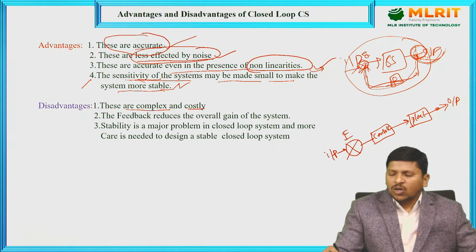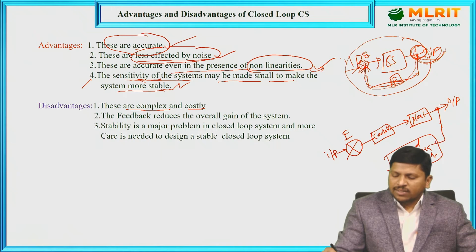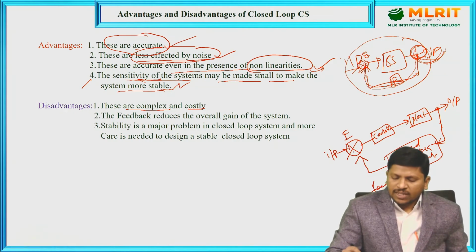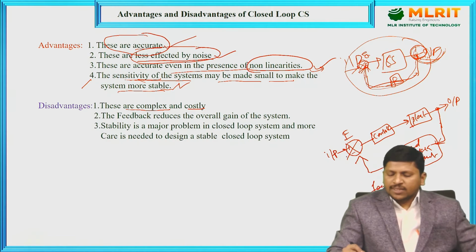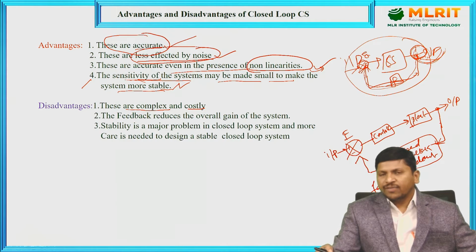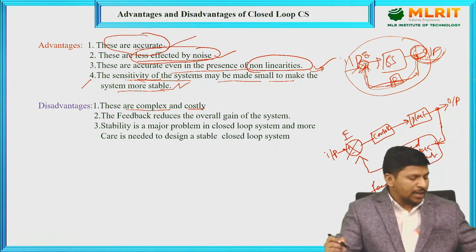But some part of the output is again given back through the feedback elements. The output is given as input to the feedback elements. The feedback elements produce the feedback signal. This feedback signal is again given to the input of the system. Here, many more elements are used.